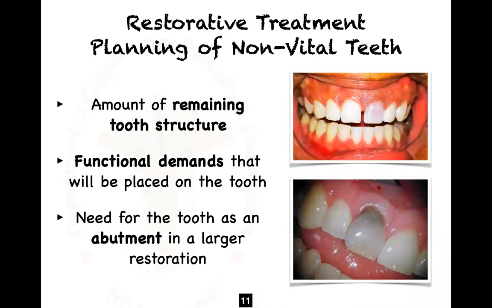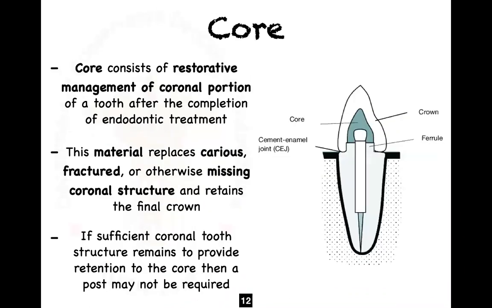Restorative treatment planning of non-vital teeth. So we have to depend on the amount of remaining tooth structure, the functional demands that will be placed on the tooth, and the need for the tooth as an abutment in a larger restoration. As I've placed pictures of non-vital teeth on this, you can see these are discolored, absolutely non-vital teeth. Now we are talking about treatment, or restoration, of endodontically treated teeth. It goes without saying that you have to include something known as post and core. Now the post you have understood a little, that it means a rod that goes inside the root canal, right? What is a core?